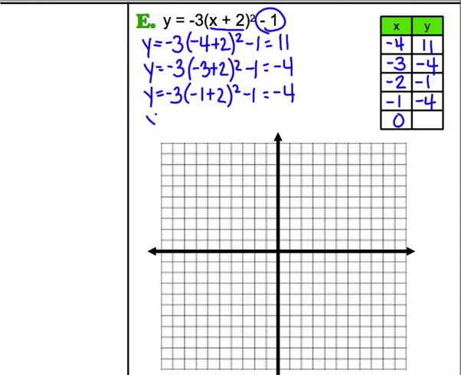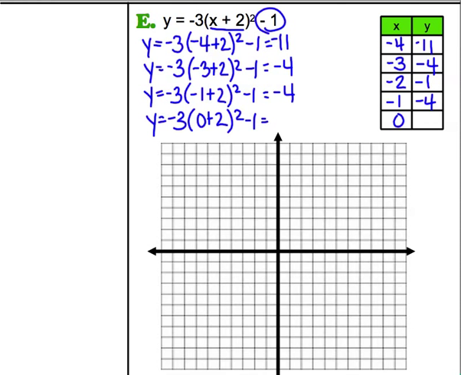And finally, y equals -3 times (0 plus 2) squared minus 1. 0 plus 2 is 2. 2 squared is 4. 4 times -3 is -12. I apologize, this should be -11.